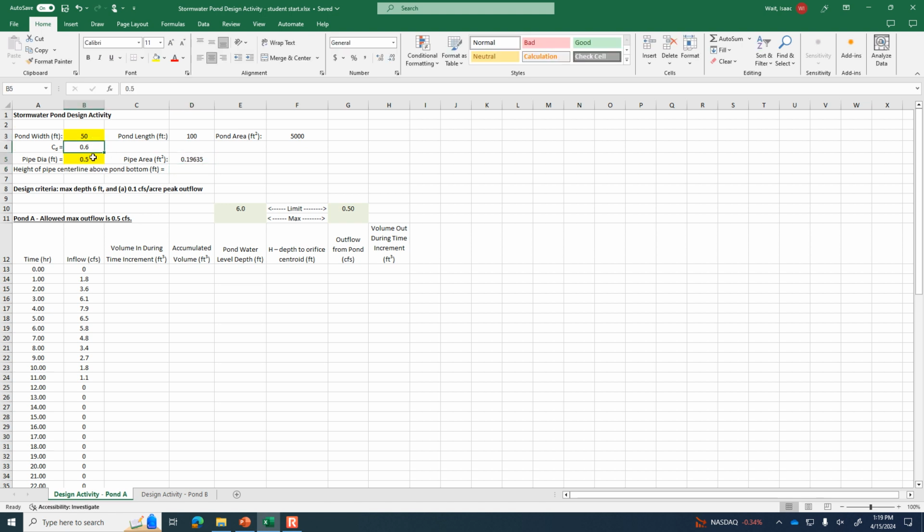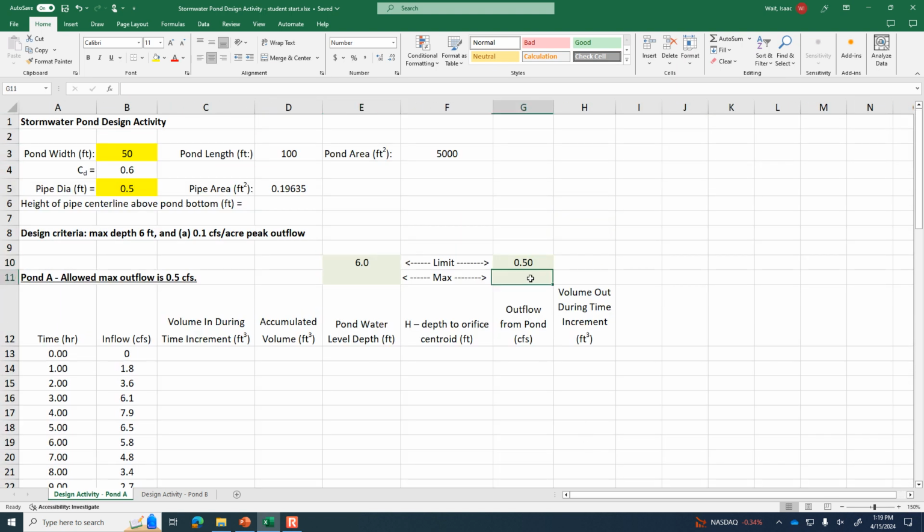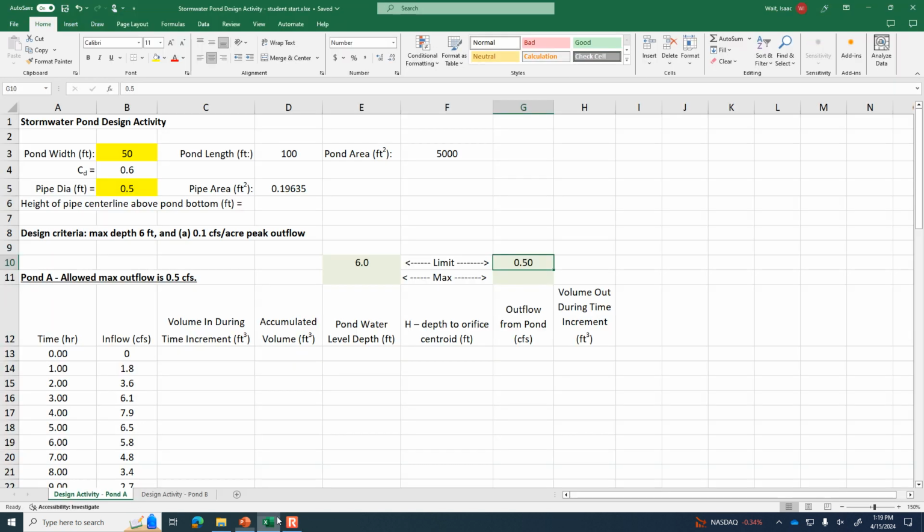So yellow are the parameters we're going to play around with once we've got the analysis of the pond set up, and we're looking to see how does the depth compare to the limit of 6 feet, and how does the outflow compare to the limit of 0.5. Why 0.5? Because in this first criteria, we're limited to 0.1 CFS per acre that's developed. And this is a 5-acre site. So that means we want to limit the outflow to 0.5 CFS.